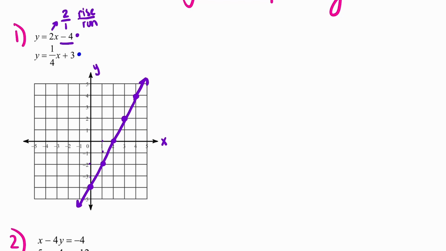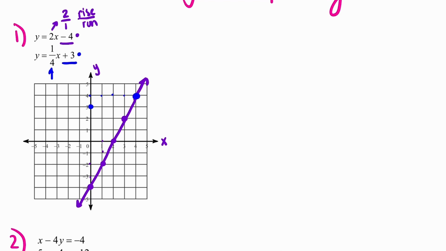Let's do the second one. I'm going to start with my y-intercept at 3, and then my slope is 1 over 4. So I'm going to use rise over run. I'm going to rise 1 and run 4. So 1, 1, 2, 3, 4.